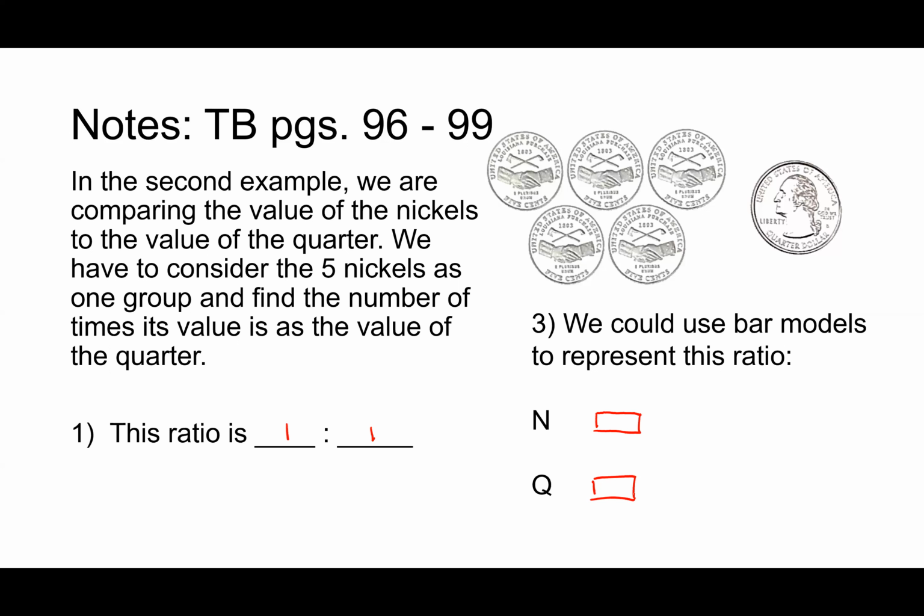Oh. This is what I'm doing. 1-to-1 just means their units are the same. It's 1 unit for nickels, 1 unit for quarters. Would this ratio change if I had 50 cents worth of nickels and 2 quarters? Would it be the same?